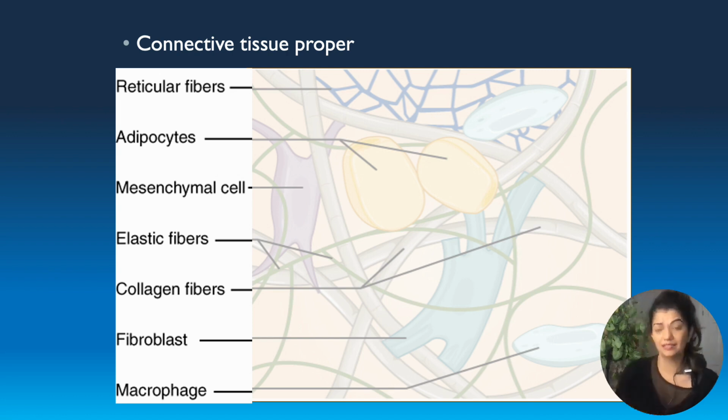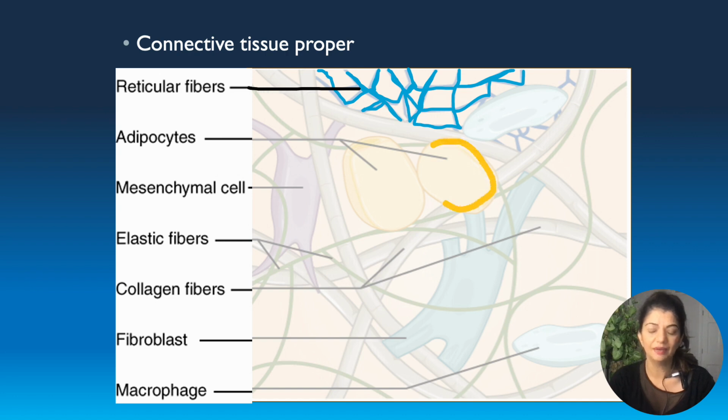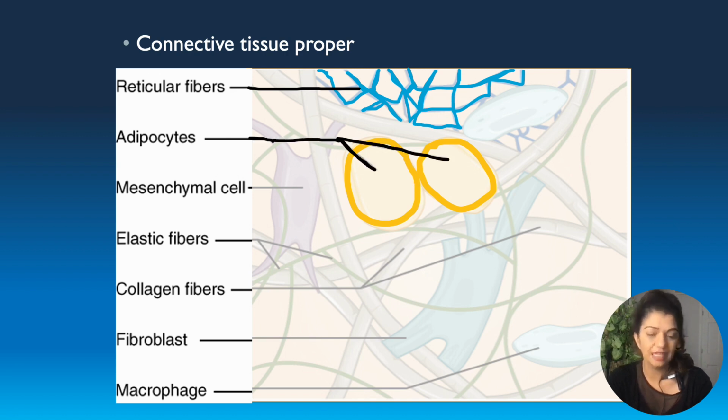Now that we've talked about connective tissue proper, let's get a visual on it. So this is sort of how it looks. It's got some reticular fibers that sort of look like a web. And then it's got adipocytes, which are basically your fat cells. And this is going to be filled with oil in most of its internal space of the cell. And it's pretty easy to recognize because it's these big sort of goblets of fat.